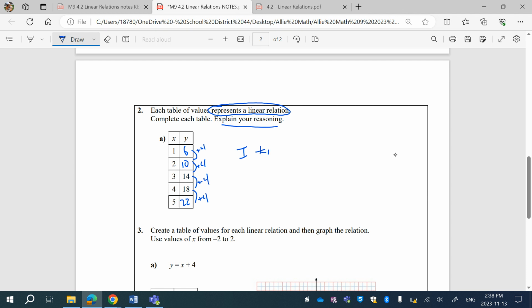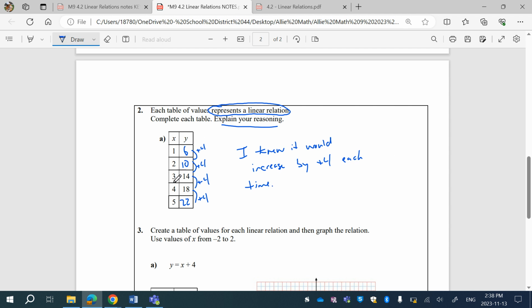I knew it would increase by plus 4 each time.